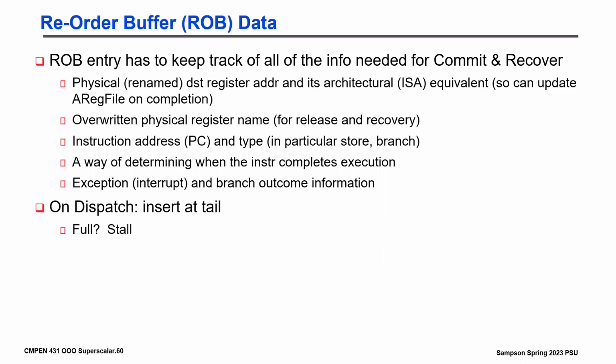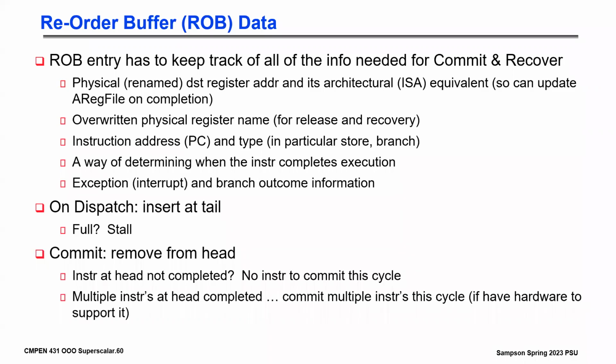So again, I can populate all of this and initialize it reasonably at dispatch, right? So nothing changed there. In dispatch, I push things into the tail. If it's full, I stall. Otherwise, great. On commit, I remove it from the head. If the instruction at the head is not completed, I do not commit this cycle. Commit is in order. Thank you.